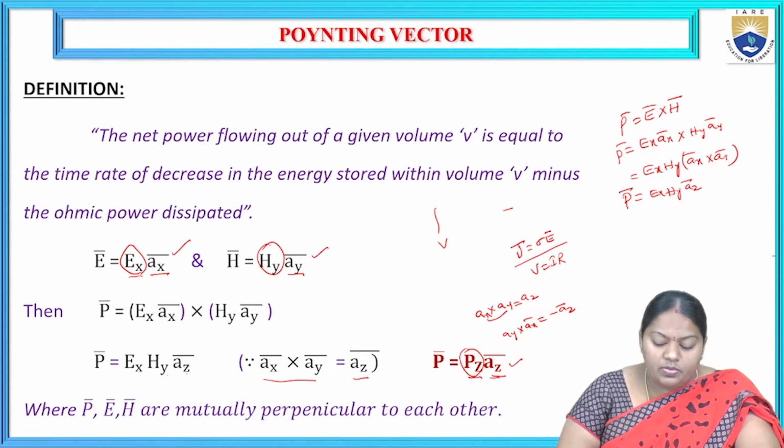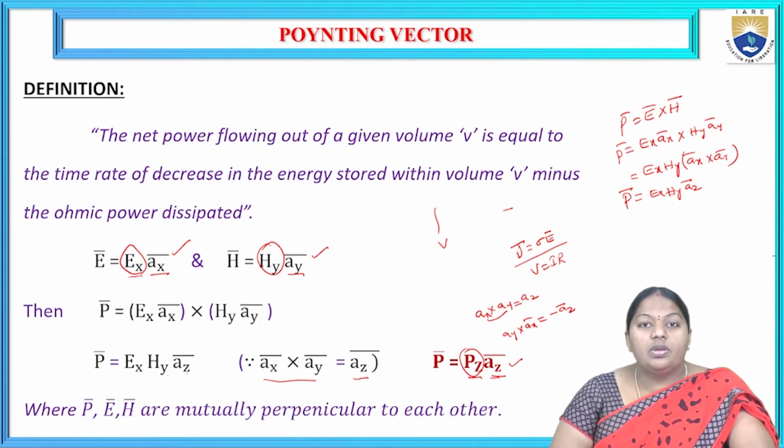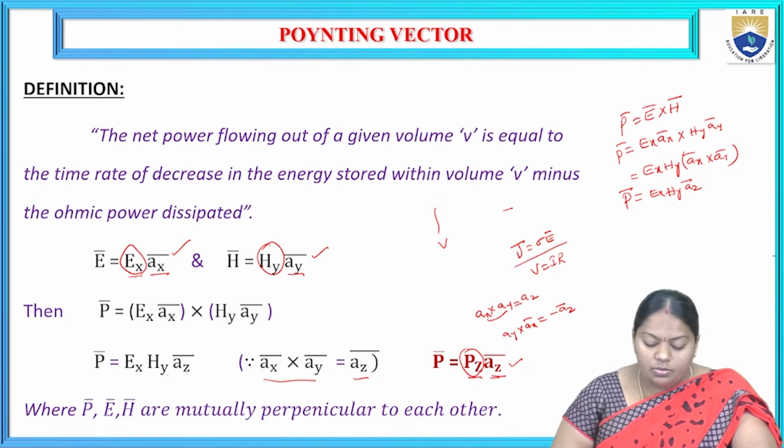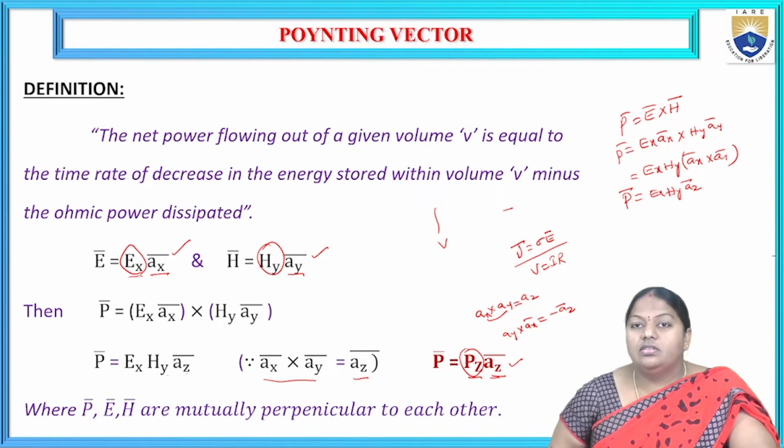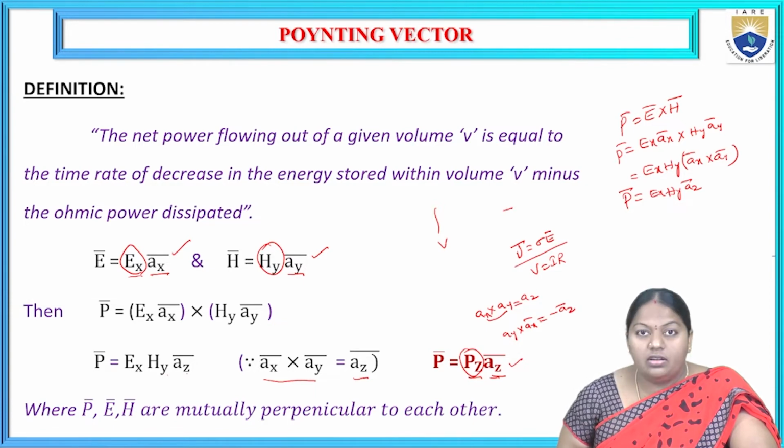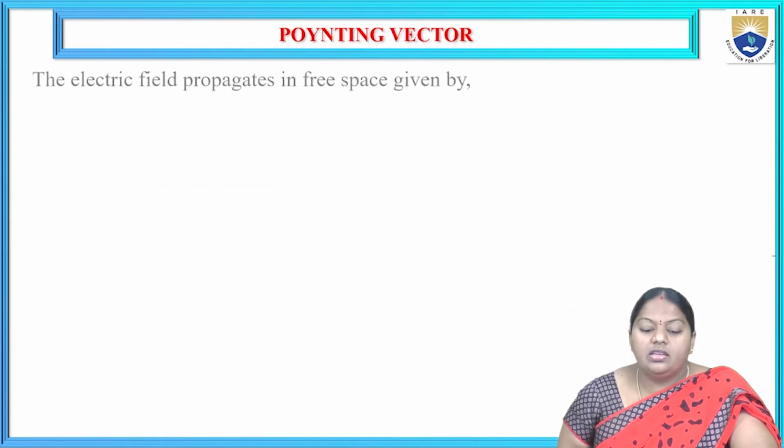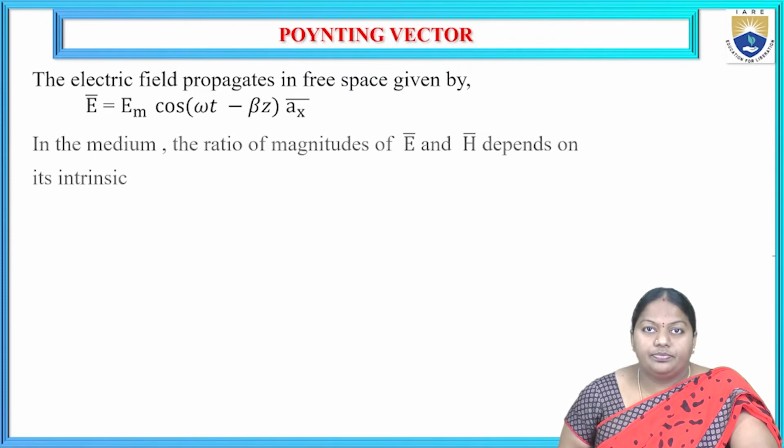Okay. So from these three equations, we can say that P bar, E bar, H bar are mutually perpendicular to each other, or simply we can say that the electric field intensity vector E bar, the magnetic field intensity vector H bar and the Poynting vector P bar are orthogonal to each other. Right? So the angle between any two will be exactly equal to 90 degrees.